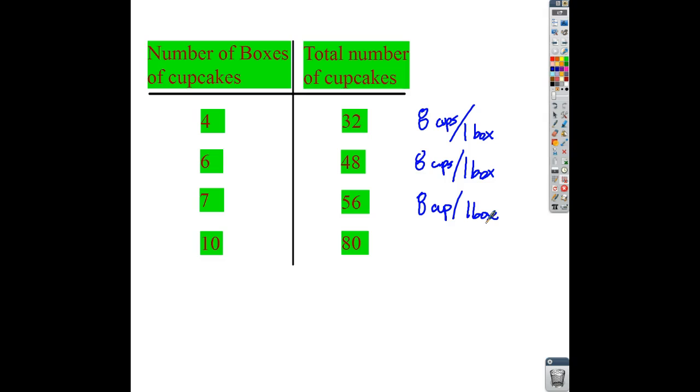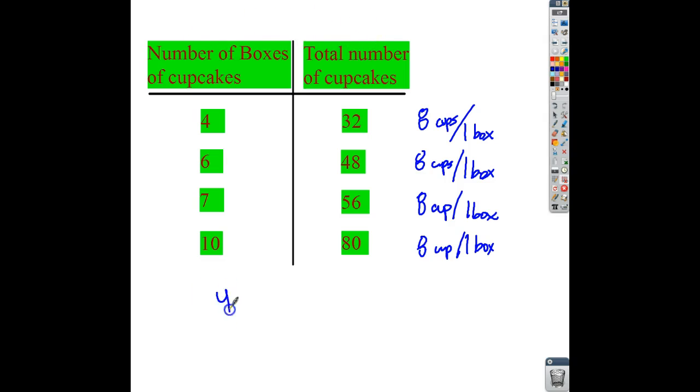And what about that last one? 80 divided by 10. Yep, so it's 8 cupcakes for one box. Now we know our unit rate, right? It's the same each time. Now let's make sure that it goes to 0. If I have 0 cupcakes, will I get 0 boxes? It does, because this is 8 times 4 exactly. If I go back, 3 would be 24, 2 would be 16, 1 would be 8, and 0 would be 0.